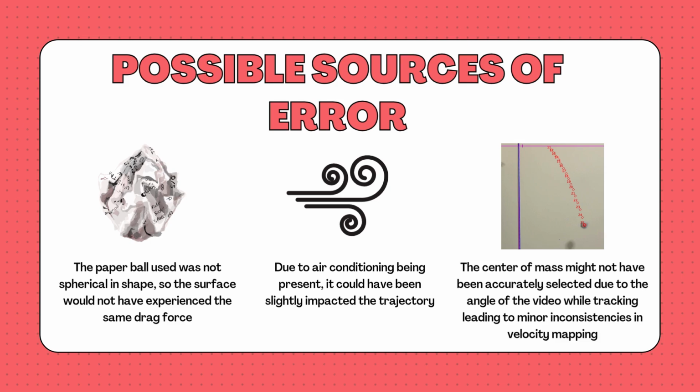The next was that due to air conditioning being present, it could have slightly impacted the trajectory of the ball. The third is that the center of mass might not have been accurately selected due to the angle of the video while using the Tracker software, and this could have led to minor inconsistencies in velocity and position mapping.